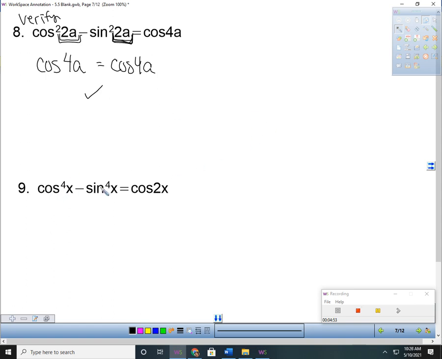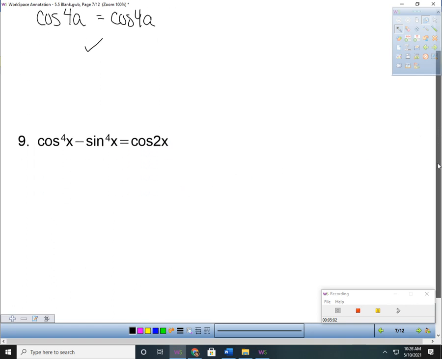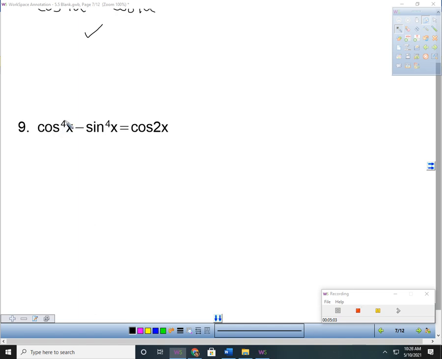Okay, so on this one, I'm verifying that this side is equal to cosine 2x. Well, I can't do anything with the sine to the fourth x or the cosine to the fourth x by rewriting them in any way. So I look at this and I see that I have the difference of two squares. So I'm going to go ahead and factor this. I know I have a positive and a negative. Square root the cosine to the fourth, and you get cosine squared x. That goes in the front. And then square root the sine to the fourth, which gives me sine squared x.